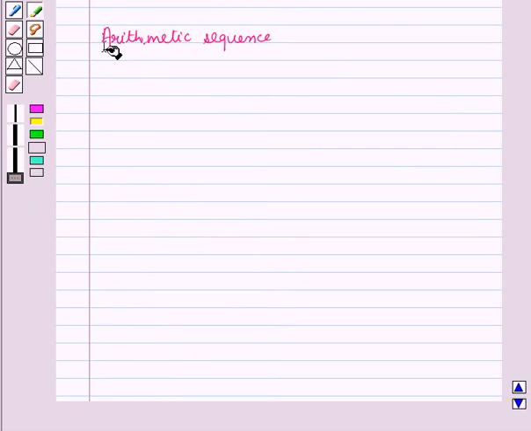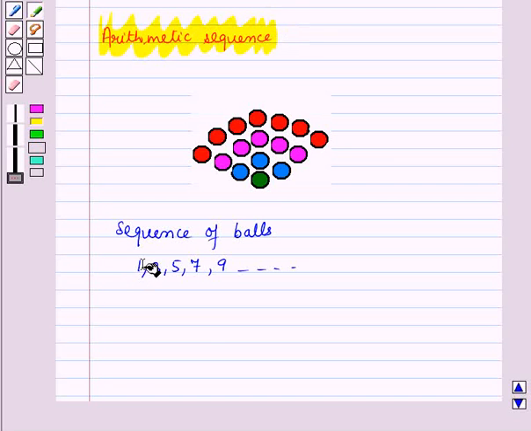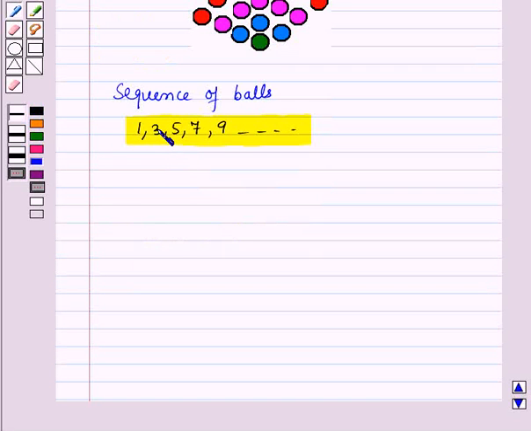And now let us discuss arithmetic sequence. Now consider the above sequence of balls. Now we can identify the pattern from given terms. Here, the first term is a1, which is equal to 1. The second term, that is a2, is equal to 3. The third term, a3, is equal to 5. The fourth term, a4, is equal to 7. And the fifth term, a5, is equal to 9.